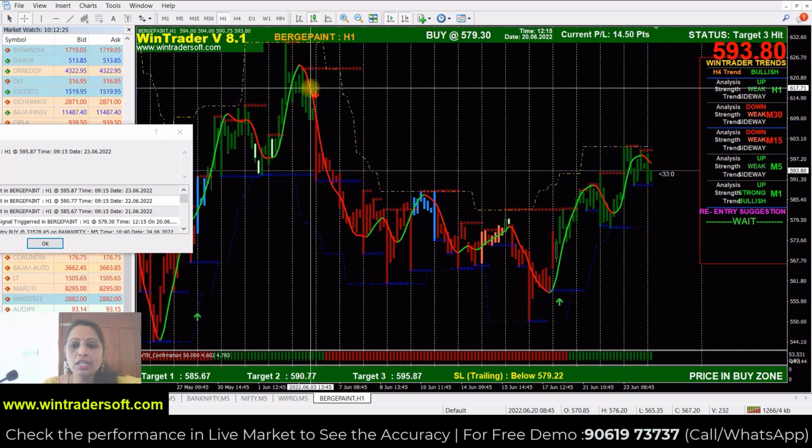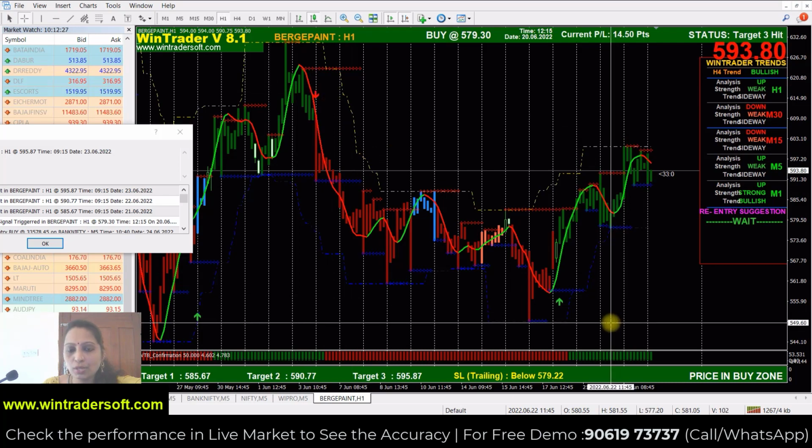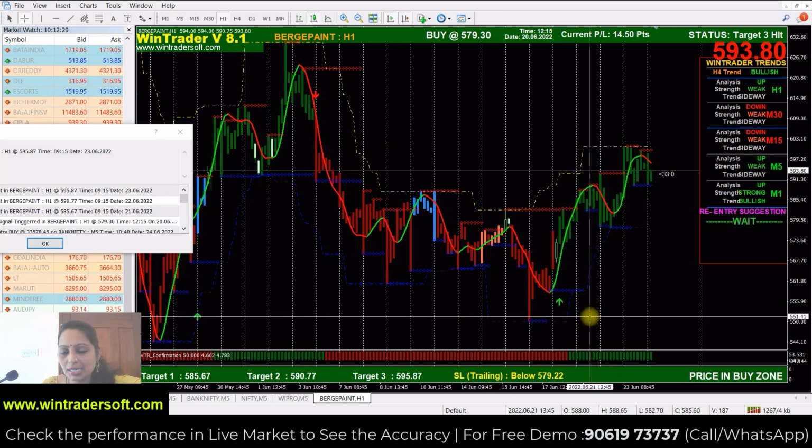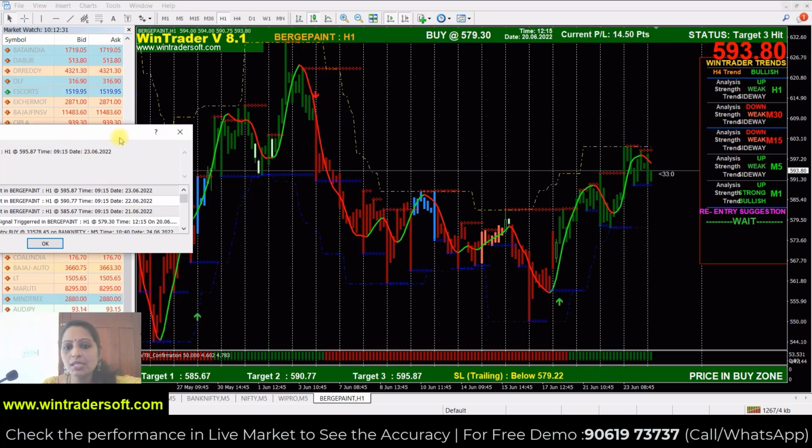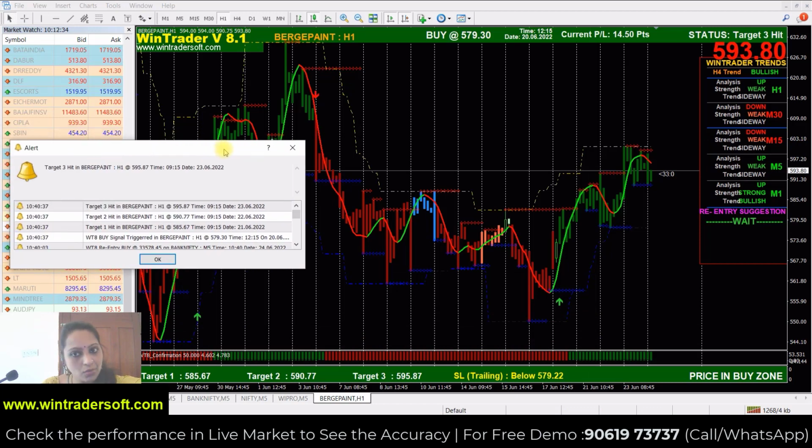You can see this white vertical line, that is a day separation line, and this green arrow is a buy signal and the red one is a sell signal. So these are the automatic signals. Whenever the software generates a signal, at the same time a pop-up alert message will display on your screen with sound effects. The same details in this alert message give the entry point, and you can also check them in the dashboard above.